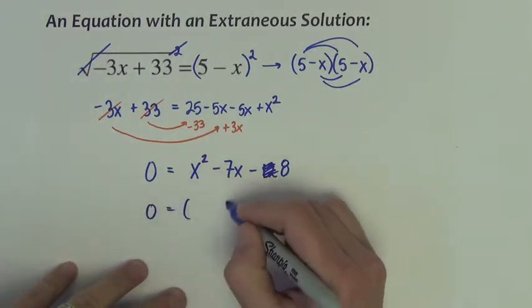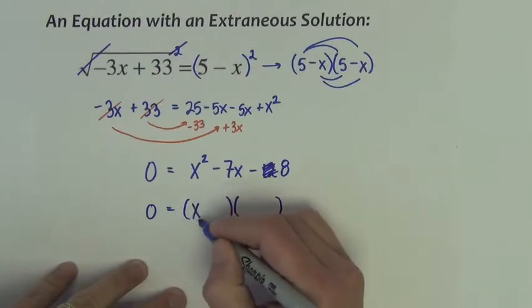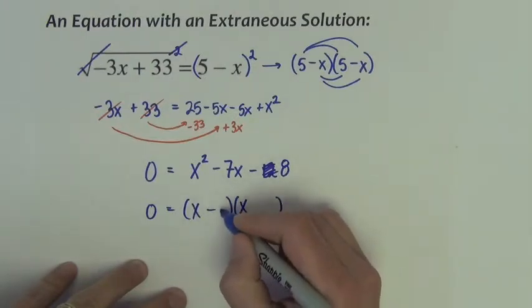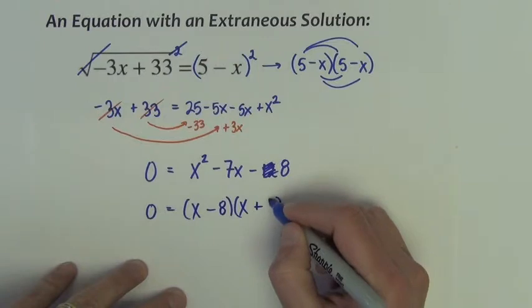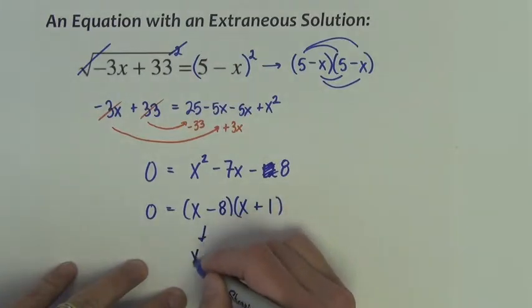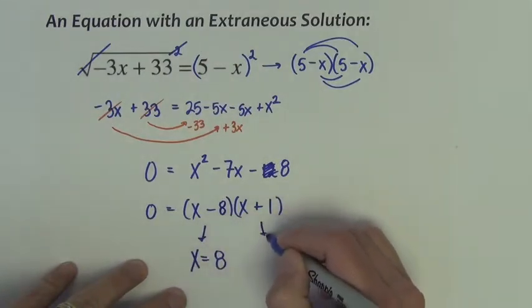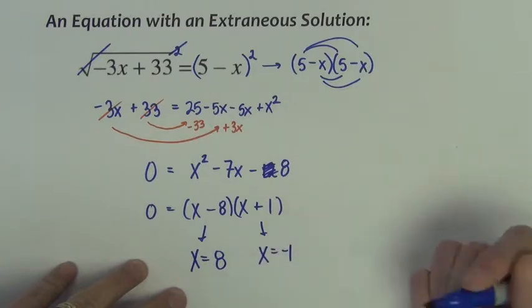Okay, can we factor this? I'm going to go with minus 8 plus 1. We get x equals 8, x equals negative 1.